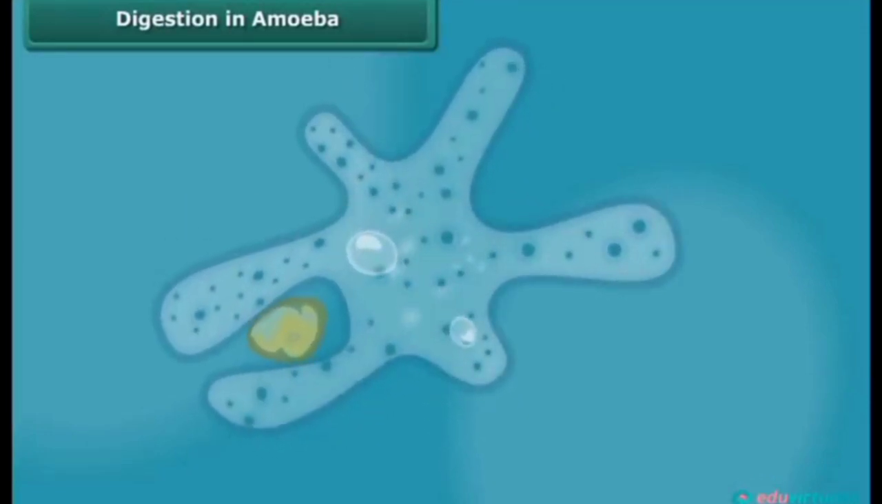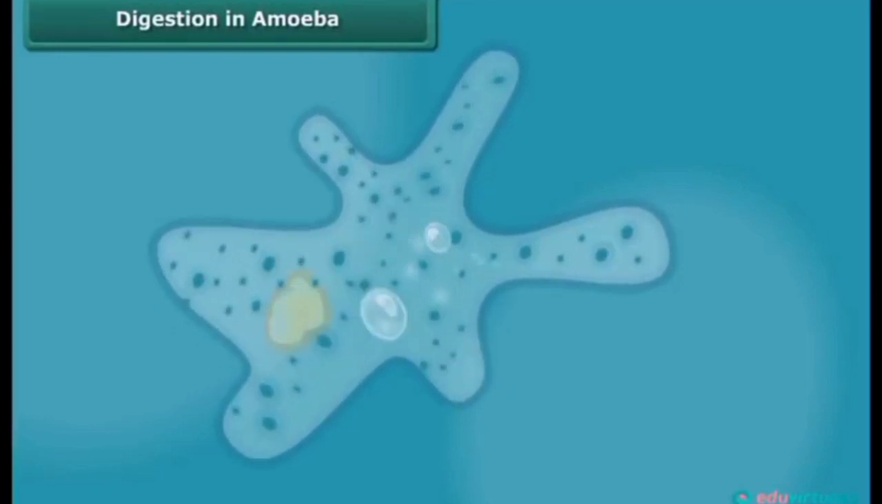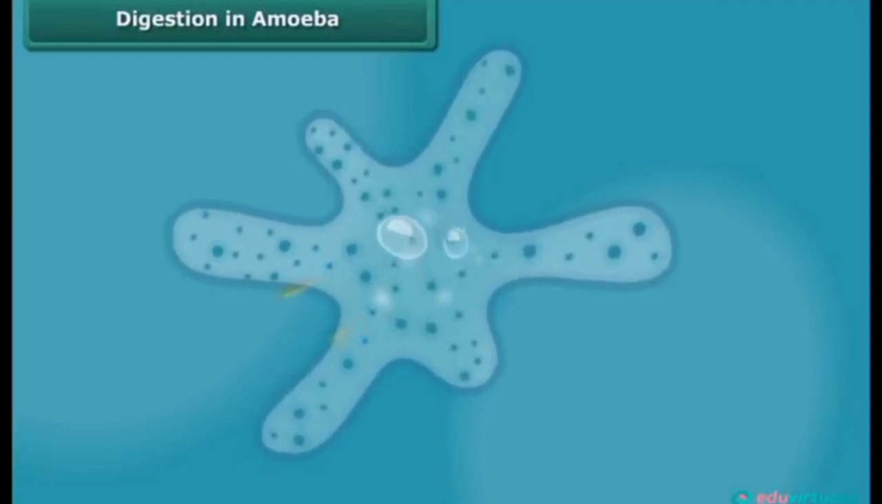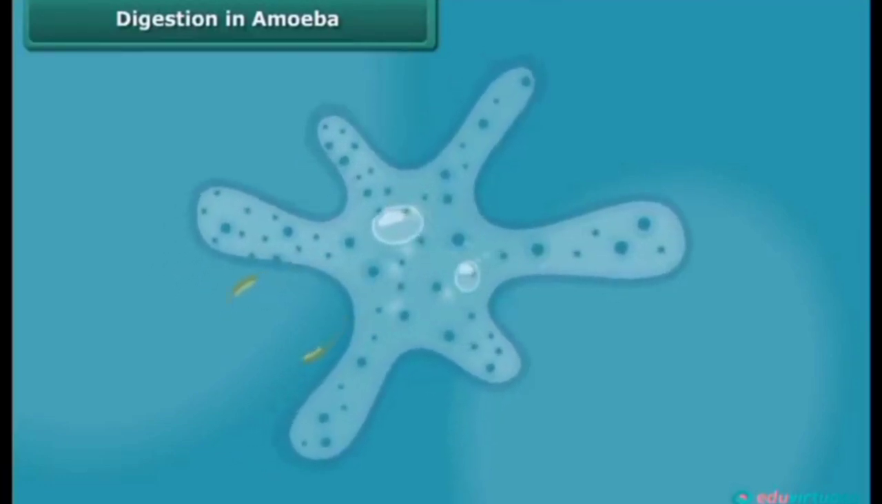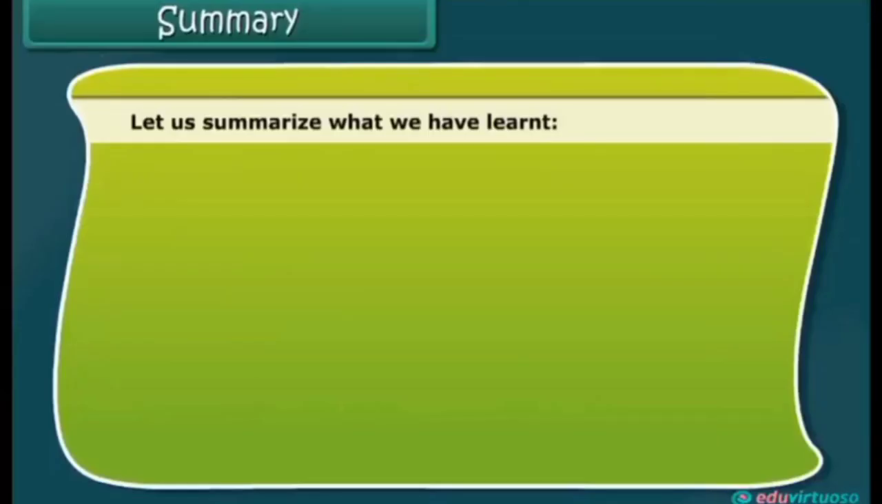The food becomes trapped in a food vacuole, and the digestive juices act on the food to break it down into simpler substances. Finally, the undigested food is expelled outside by the vacuole. By this you can say all animals have the same basic process of digestion. Let us summarize what we have learned.